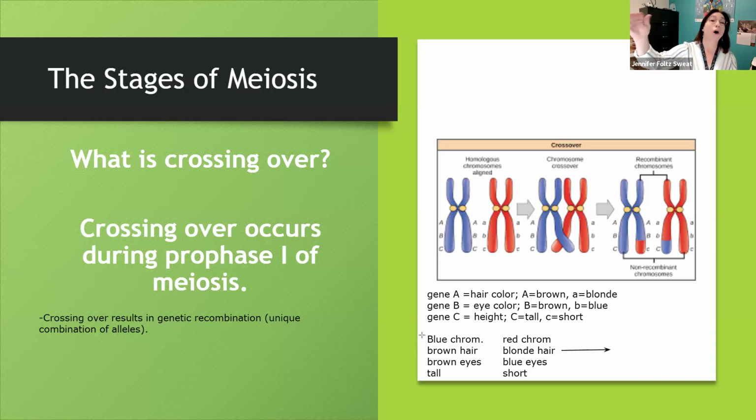Crossing over occurs all up and down your chromosome, right? We're showing it for just one gene, but it actually occurs all up and down for all these different genes. And it doesn't matter whether one is dominant, one recessive, it's just crossing over. So it may be like, recessive crosses over with recessive. Does that make sense? That's a good question. Okay, so we have crossing over.